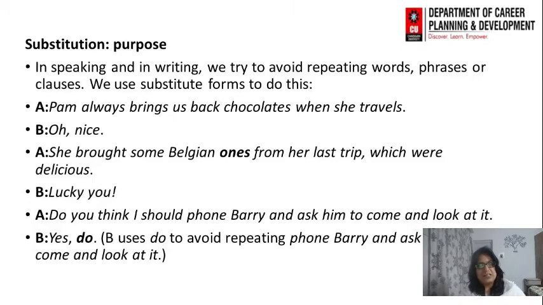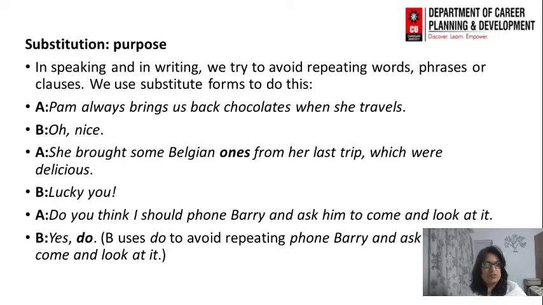So B here uses do to avoid repeating phone Barry and ask him to come and look at it. Like that is a substitution. The word do is actually a substitution for the whole sentence so that you don't have to repeat it again. So we can use substitution to basically refer backwards or forwards as well.